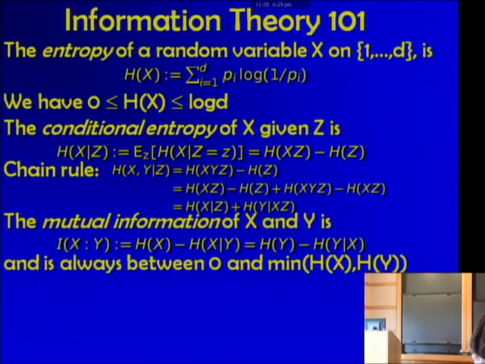It's always between 0 and the minimum of the entropies. So if you have two random variables and they're independent, then this would be 0 because there's no information that one gives about the other. And if they're always equal, then the mutual information is simply the entropy of each of them.